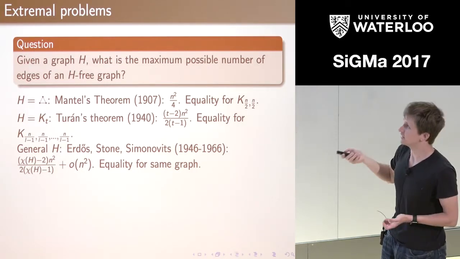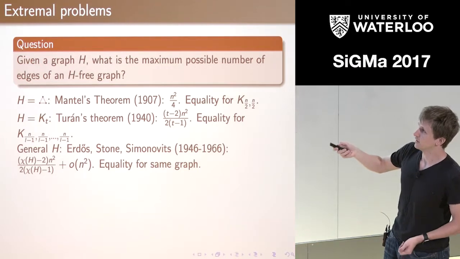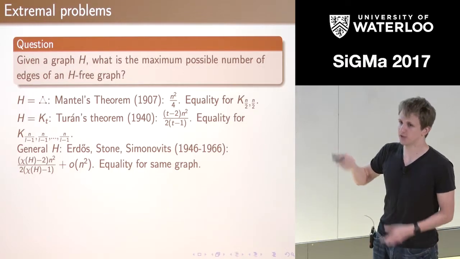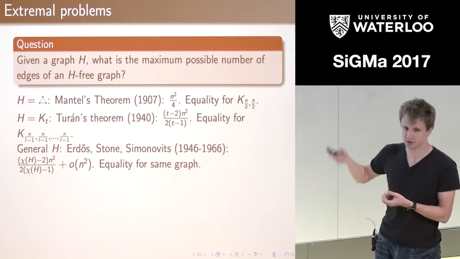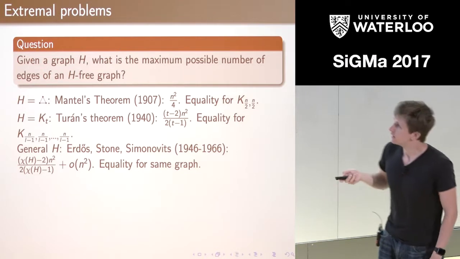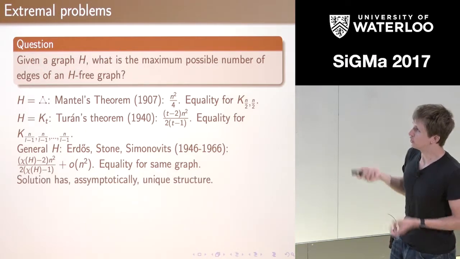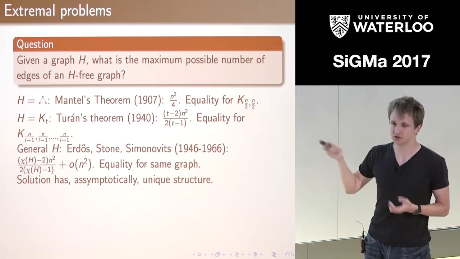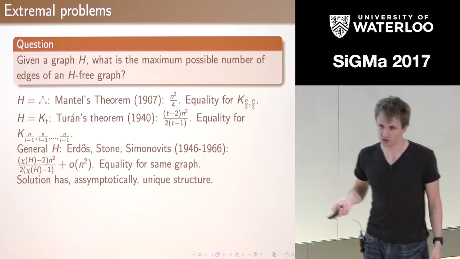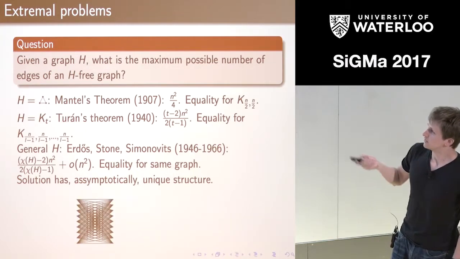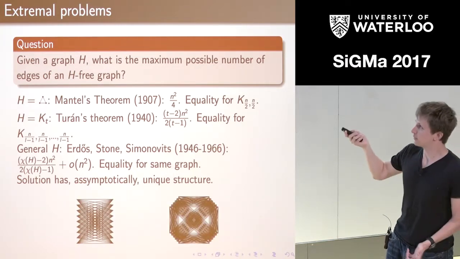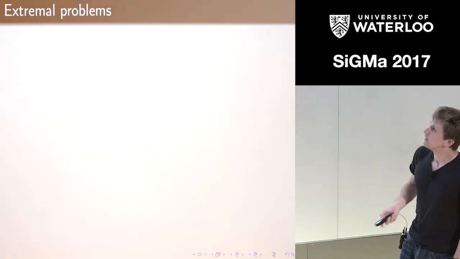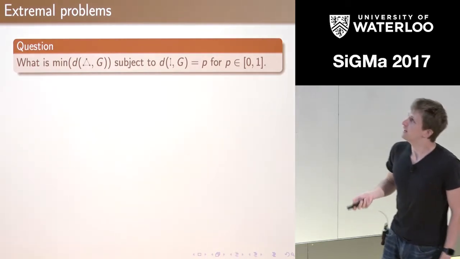And asymptotically, again, if you have a sharp bound, then you must asymptotically be this complete multipartite graph. So for this problem, if you have this graph H, the solution to the problem has asymptotically a unique structure. So here it's maybe bipartite or 4-partite or t-partite, t minus 1, but it's unique. So let's look at another problem.